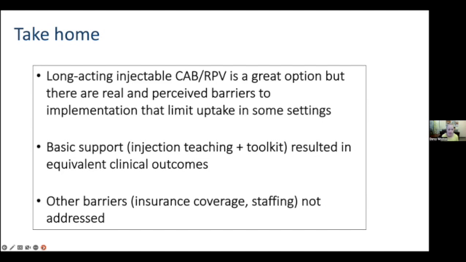So it's nice to see that just the basic support implementation of virtual teaching on how to do the injections and providing these educational resources really resulted in equivalent outcomes. I think the one caveat to keep in mind is that it didn't look at barriers like insurance coverage or staffing, or tracking patients to see who missed their injection and is going to need an oral bridge, or that type of thing. So that's something to consider as well.